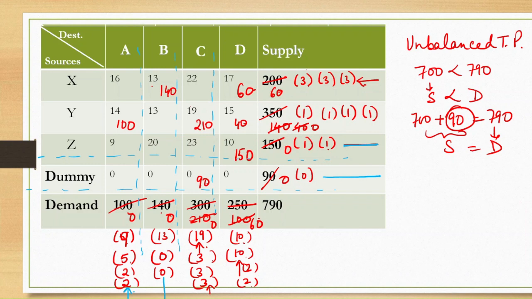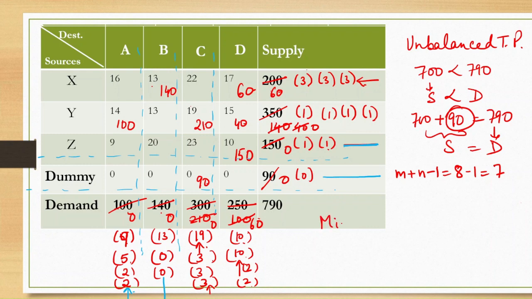So now here we could see easily that the m plus n minus 1, we'll be considering the dummy row as well. So there are 8 total rows and columns. So minus 1, that's 7 allocations. 1, 2, 3, 4, 5, 6, 7. Yes, we have 7 positive allocations. That means we have achieved the minimum positive allocations. So it's a degenerate solution.